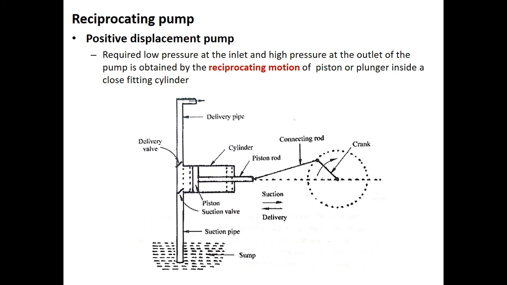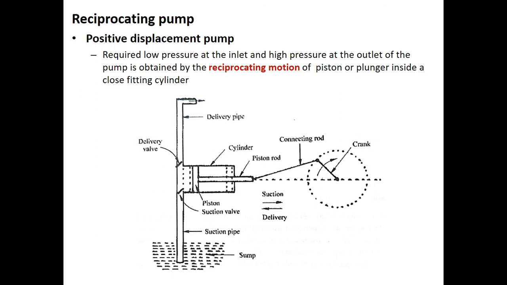And how is this movement of the piston inside the cylinder obtained? If you look at the diagram, you can easily see that a piston rod is connected to the crank by means of a connecting rod, and because of this it creates the movement of the piston inside the cylinder. You can see that the crank is rotated using an electric motor, and as a result when the crank rotates, the piston reciprocates inside the cylinder, and when the piston reciprocates, it creates the filling and emptying of the cylinder.